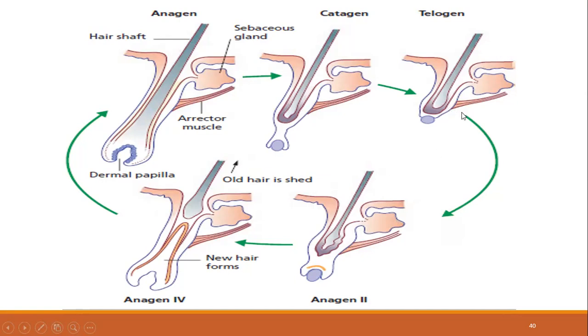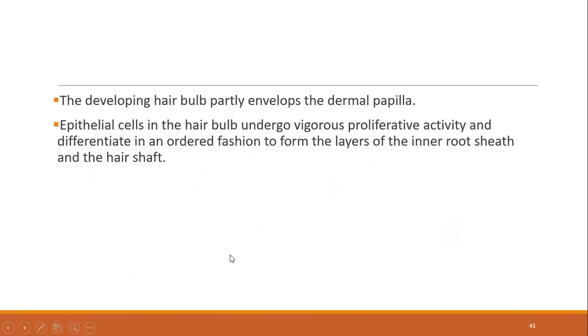Then again, the regeneration develops: the bulb goes deeper, and then the normal hair dermal papilla forms, and the new hair starts emerging. And in the meantime, the old hair is shed. The developing hair bulb partly envelops the dermal papilla. Epithelial cells in the hair bulb undergo vigorous proliferative activity and differentiate in an orderly fashion to form layers of inner root sheath and the hair shaft.